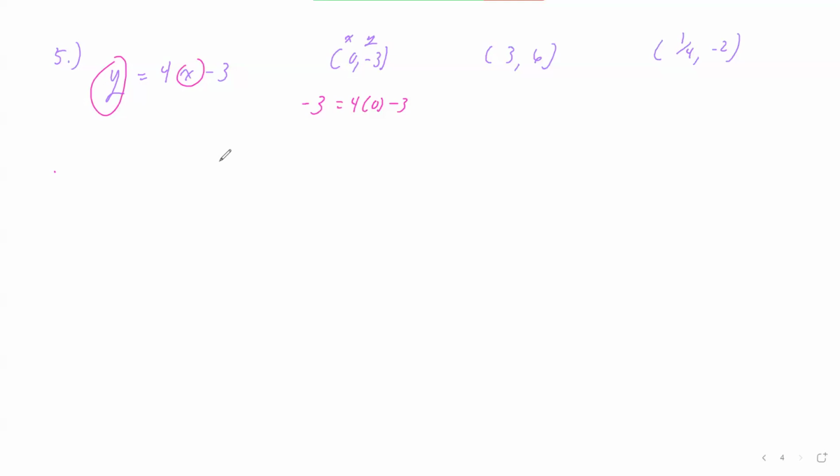And now we're just going to evaluate to see, is this a true statement or not? So for starters, what is 4 times 0? 0. And 0 minus 3? So does -3 equal -3? Yes. That means that coordinate, yes, is a solution.